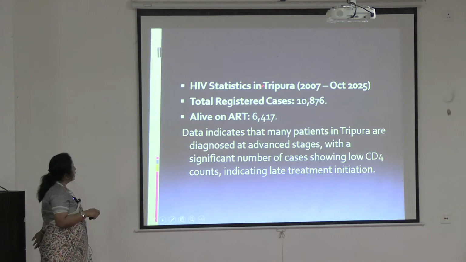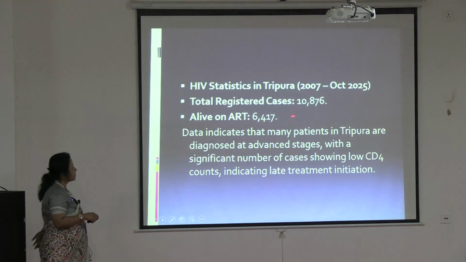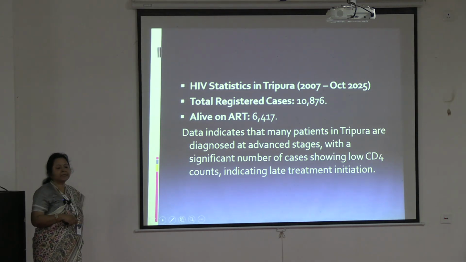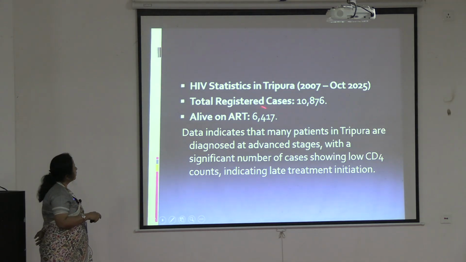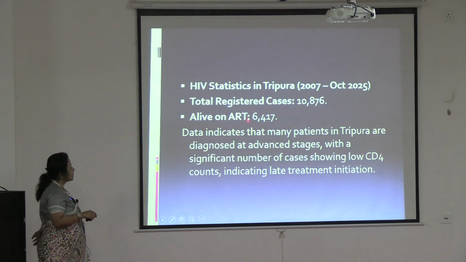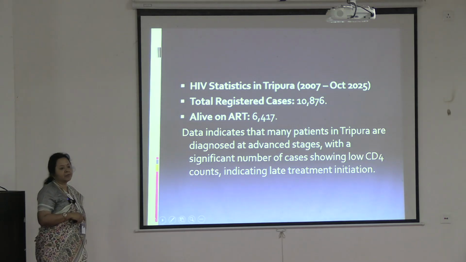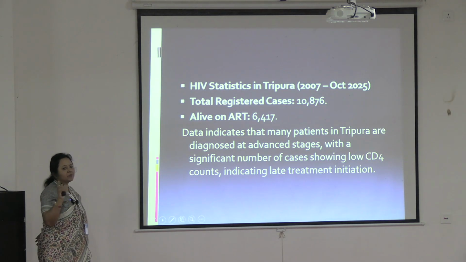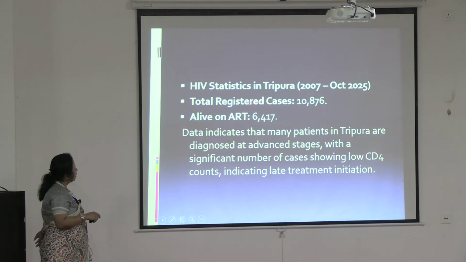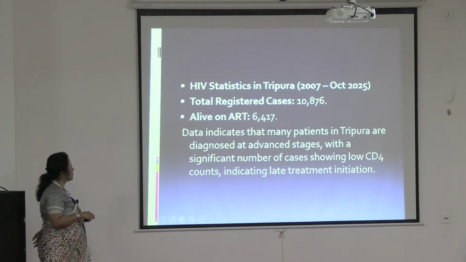In Tripura, the statistics from 2007 to October 2025: registered cases are already 10,876. And people who are under ART, meaning antiretroviral treatment, their number is also quite high, about 6,417. Tripura has a population of about 36 to 40 lakhs maybe. So this small population also has so many people who are under ART treatment.